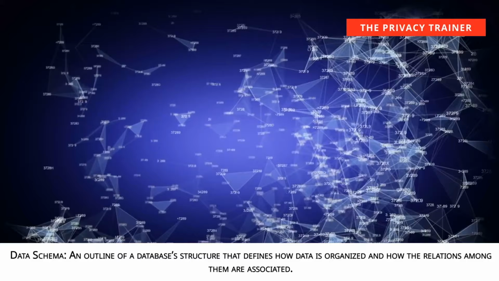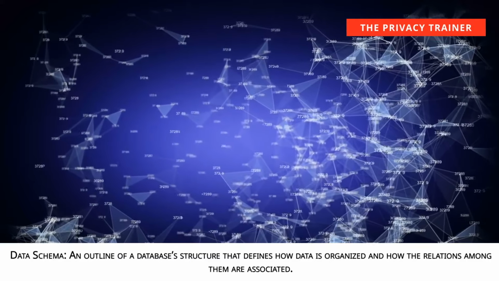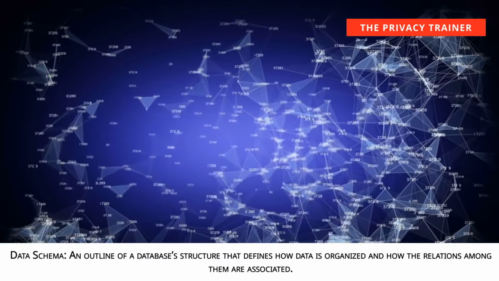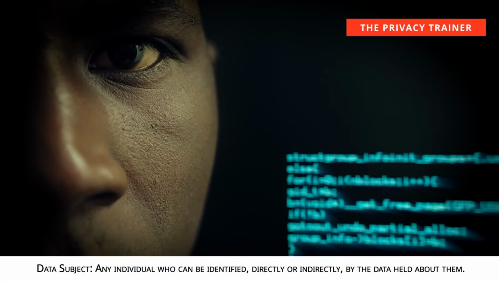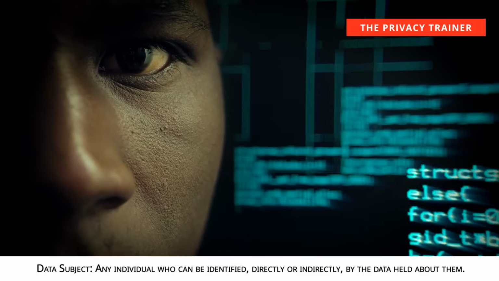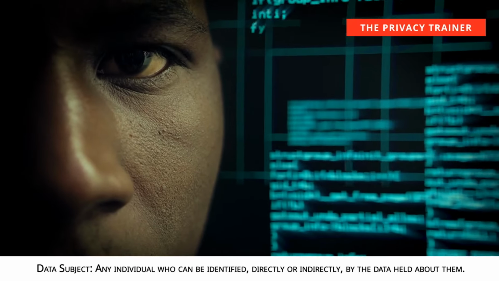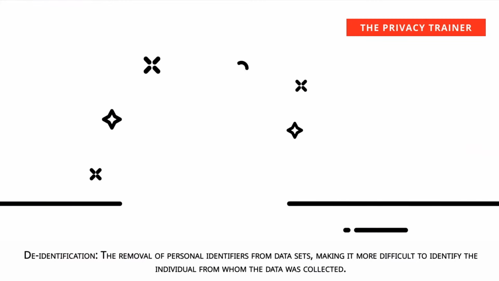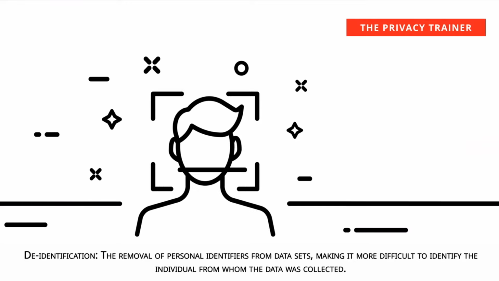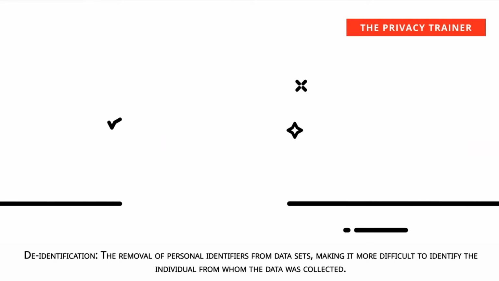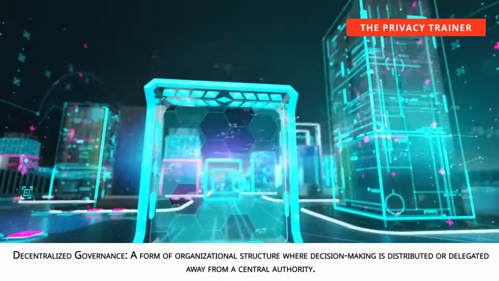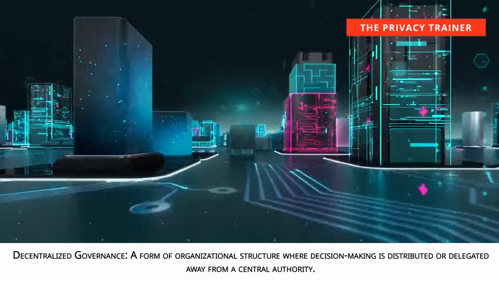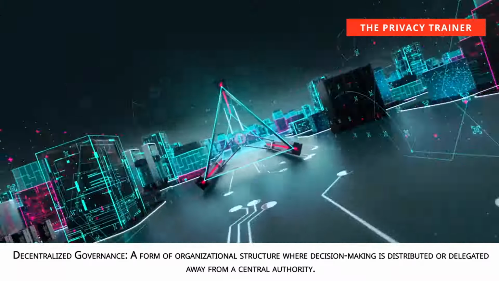Data Schema, an outline of a database's structure that defines how data is organized and how the relations among them are associated. Data Subject, any individual who can be identified, directly or indirectly, by the data held about them. De-identification, the removal of personal identifiers from datasets, making it more difficult to identify the individual from whom the data was collected. Decentralized governance, a form of organizational structure where decision-making is distributed or delegated away from a central authority.